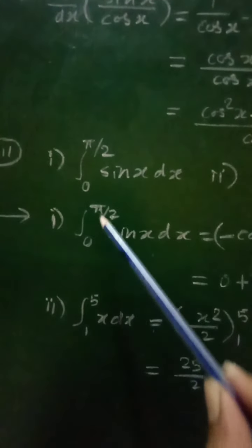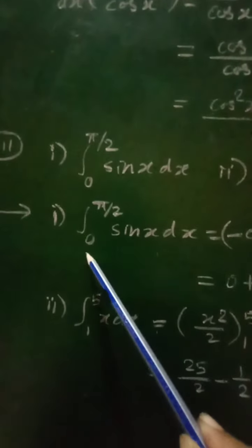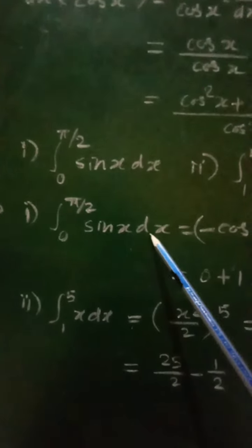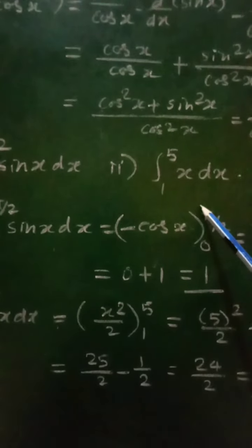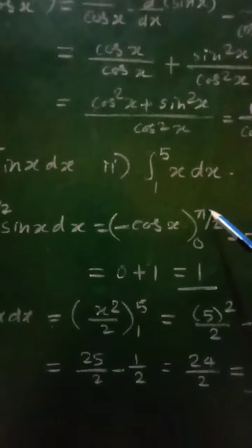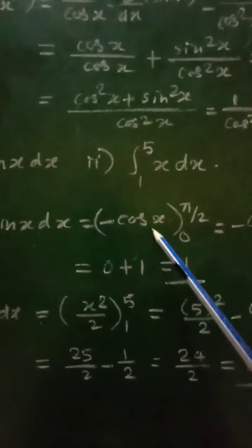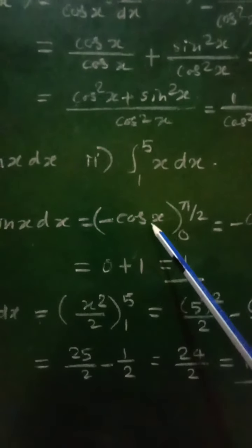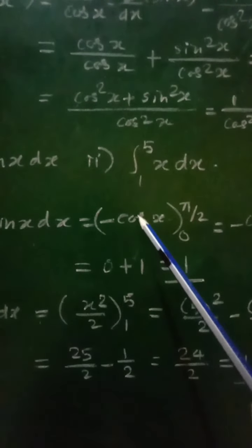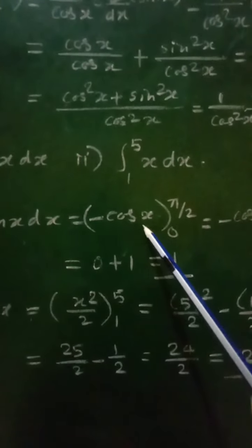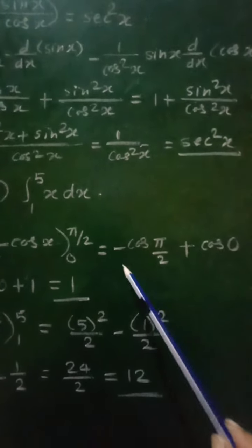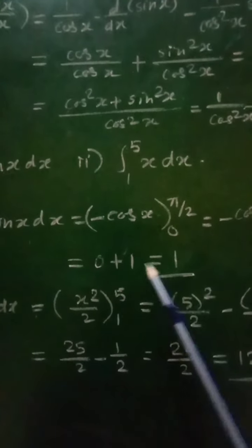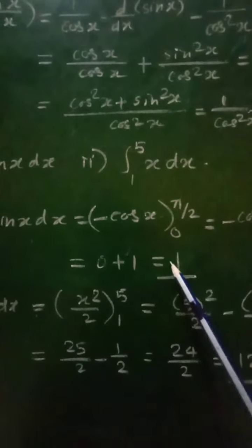Integration from 0 to pi by 2 of sin x dx. The integration of sin x is minus cos x from 0 to pi by 2. This is the upper limit, this is the lower limit. In order to solve it, first of all we put the upper limit in place of x, and then subtract by putting the lower limit 0. So that will be equal to minus cos pi by 2 plus cos 0.